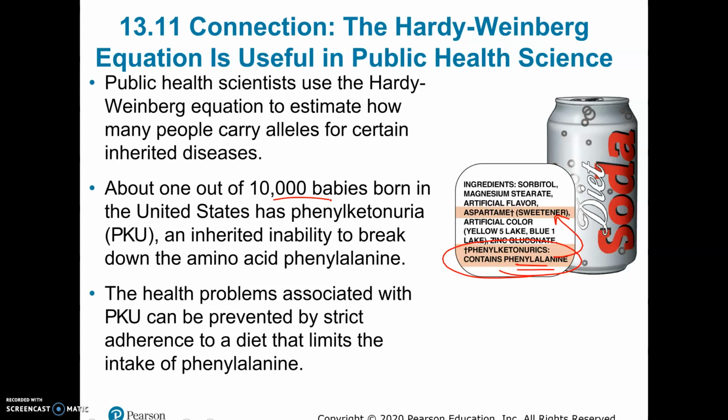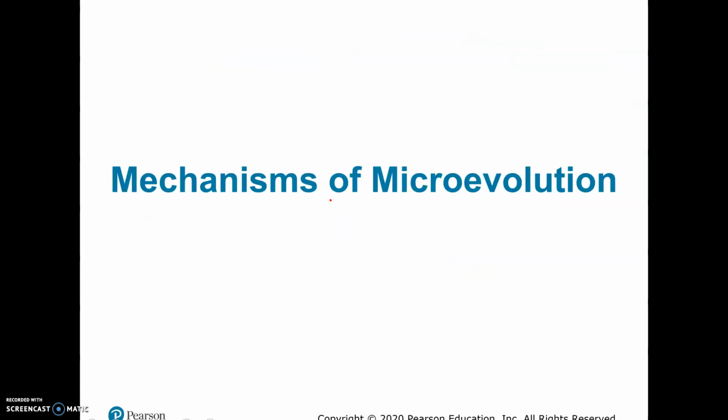So by using the formula, they can predict how common a particular disease should be in a population, and they can also see if it's becoming more common or less common.